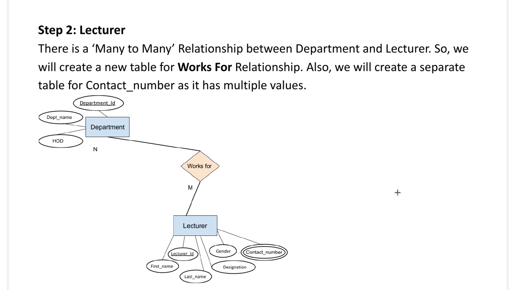So next step is checking for lecturer. So this is lecturer entity and its attributes. Obviously you have to add all this, but there is also a relationship between lecturer and department, and that is many-to-many relationship, because a lecturer could be working on more than one department, and obviously one department has multiple lecturers. So this is a many-to-many relationship. In many-to-many relationship, you have to create a separate table.